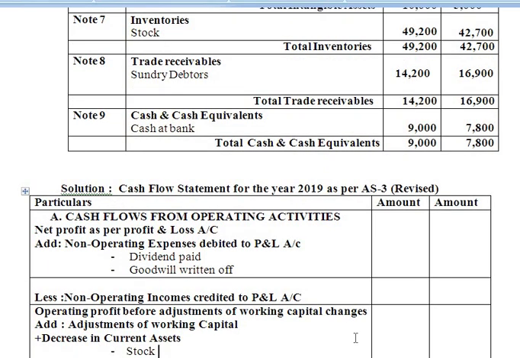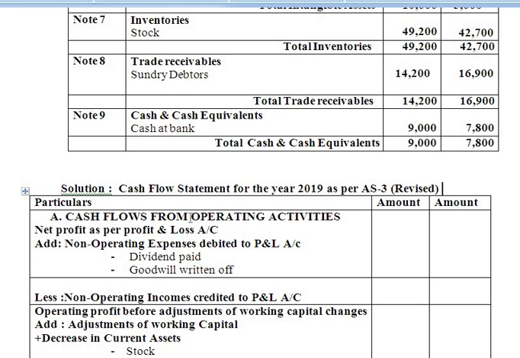Okay, so with this information we need to prepare cash flow statement as per accounting standard 3 as well as per traditional method. Okay, so any one method they may ask in the exam, so you can solve both the ways. Actually right now practically we have to prepare cash flow statement as per accounting standard 3 revised only, but for your syllabus you can prepare the cash flow statement as per traditional method as well.